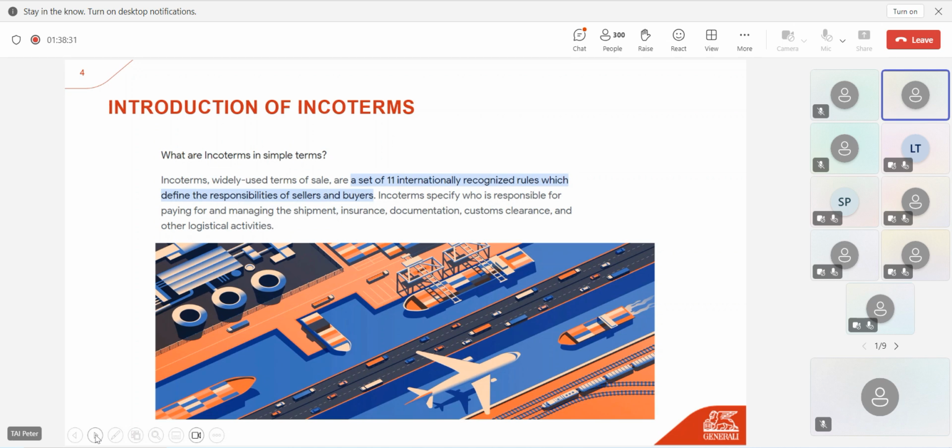Because they wanted to save costs, they sent in batches and used LCL, less container load. What does LCL mean? LCL means that you are sharing your container with somebody else. So what happened is they shipped the items together with other people's items inside the container. Then they shipped in batches: first batch, second batch, third batch.